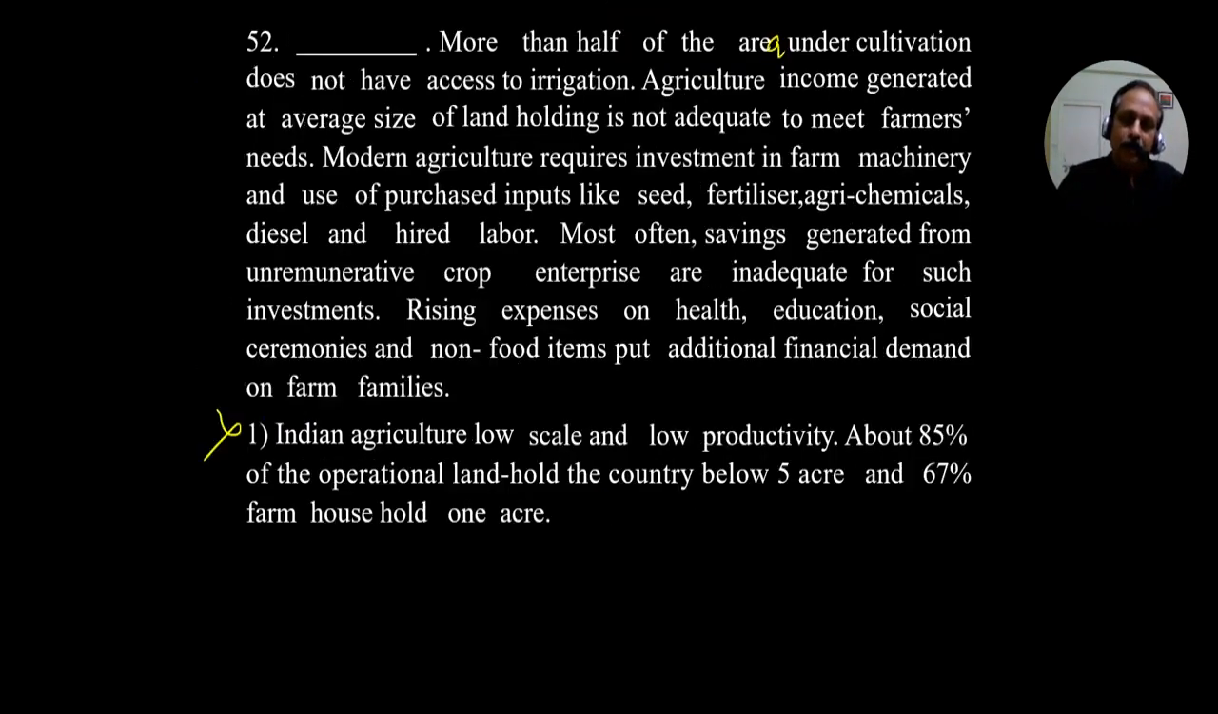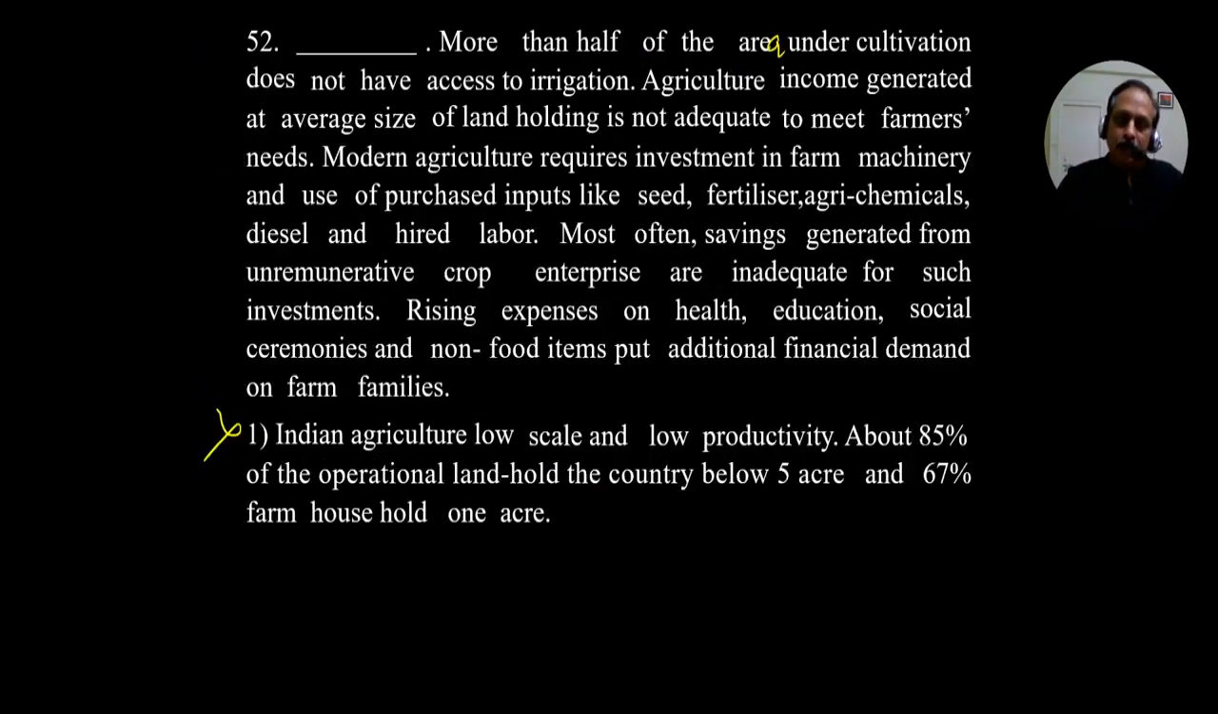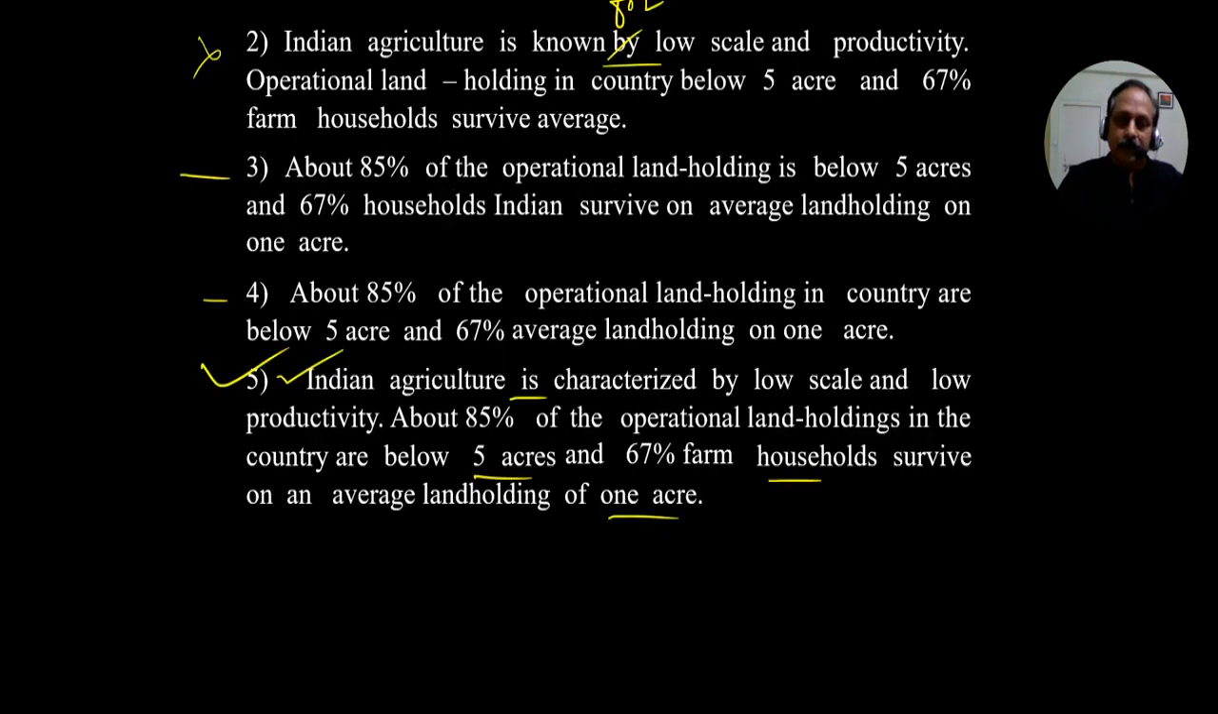It goes with agriculture. And continuity of thought, more than half of the area under cultivation does not have access to irrigation. It starts with the features of Indian agriculture, and in the same line of thought, it talks about the problems associated with irrigation, agriculture, and the farming community. Answer is the fifth option.